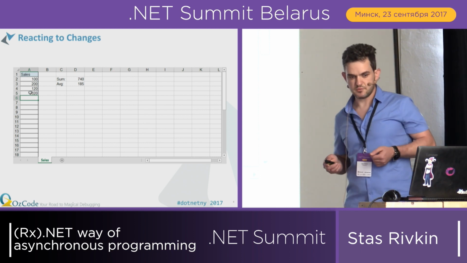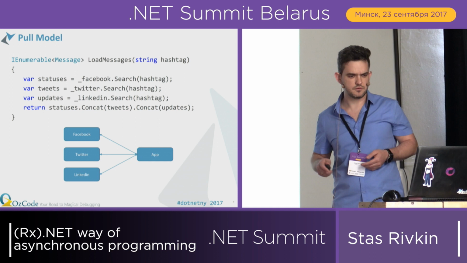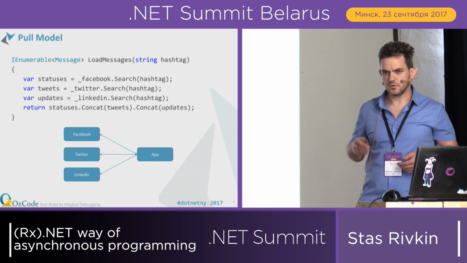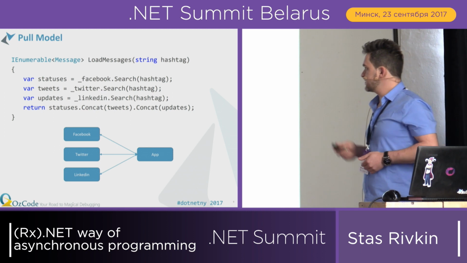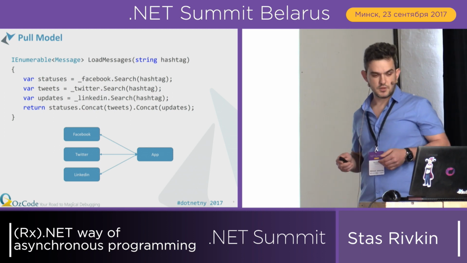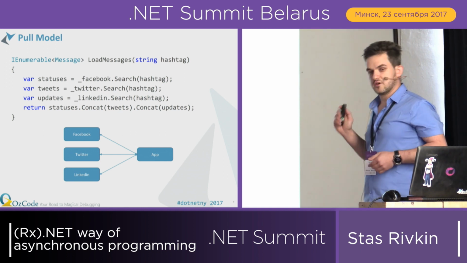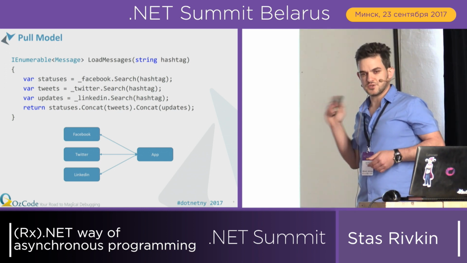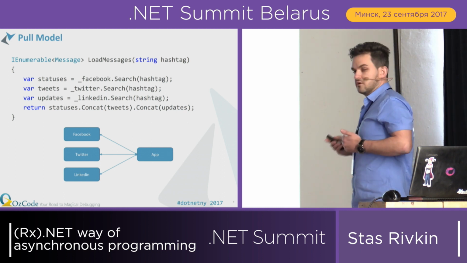So let's differentiate between the two models. Here we have a simple pull model. We get the hashtag, and we want to query the social media for the statuses, tweets, and updates. But this kind of code will leave you with the same blocking application as we saw before. So let's make it async a bit.